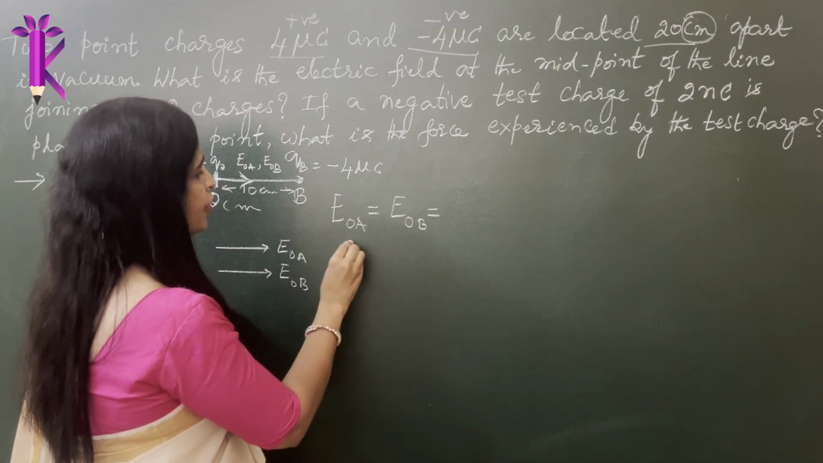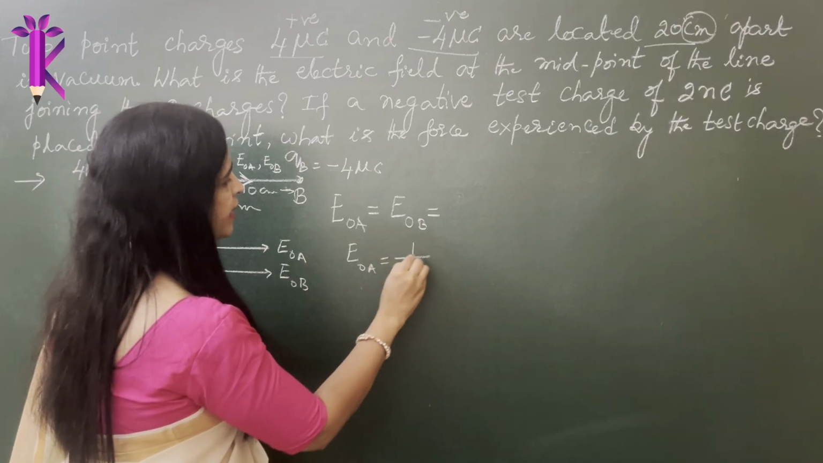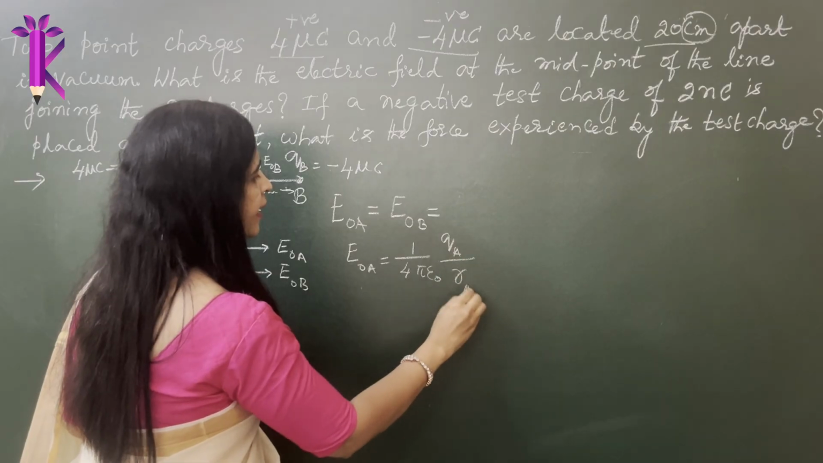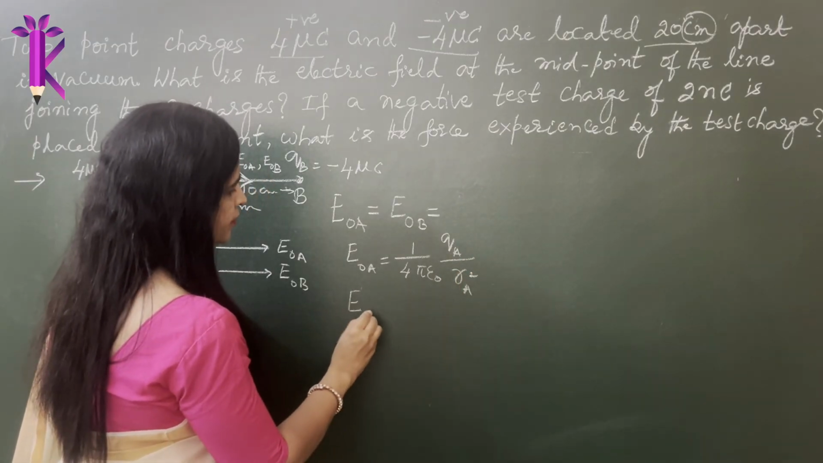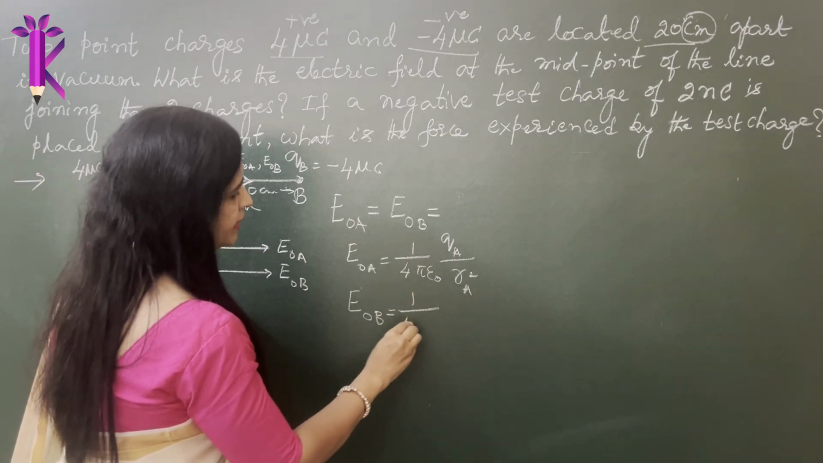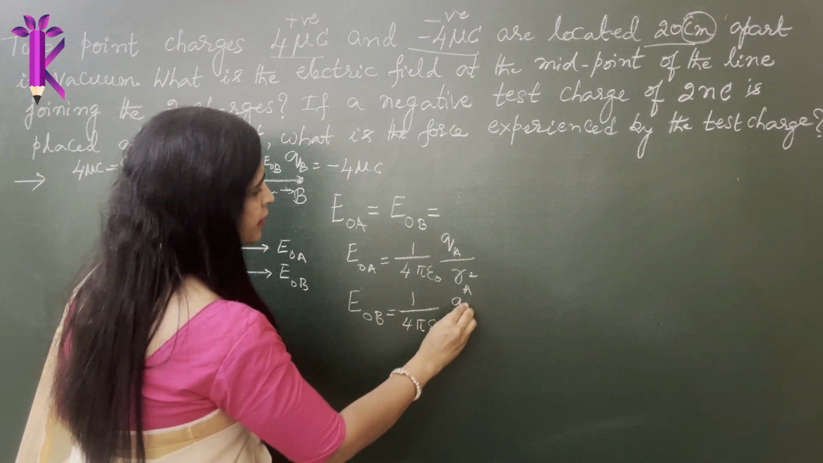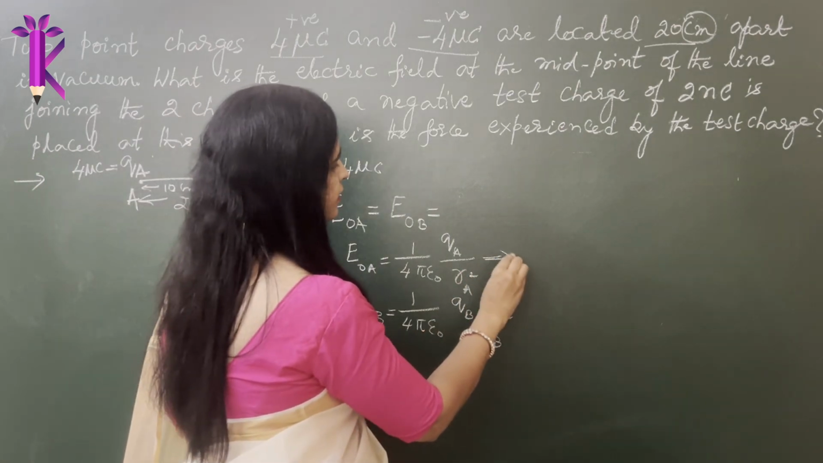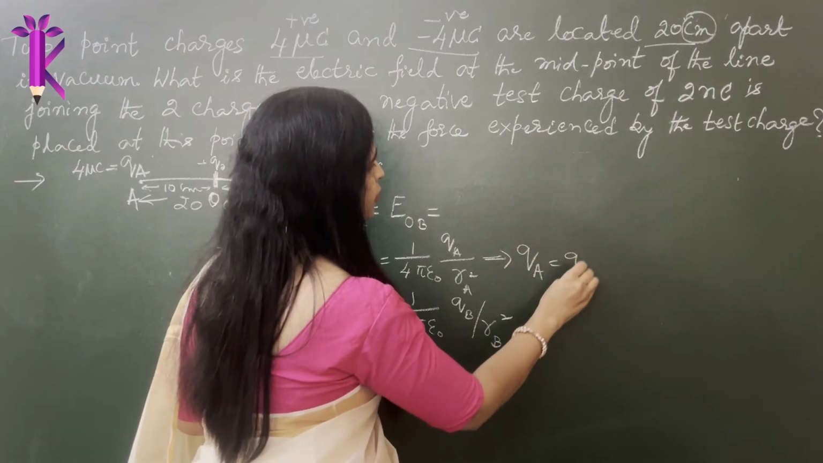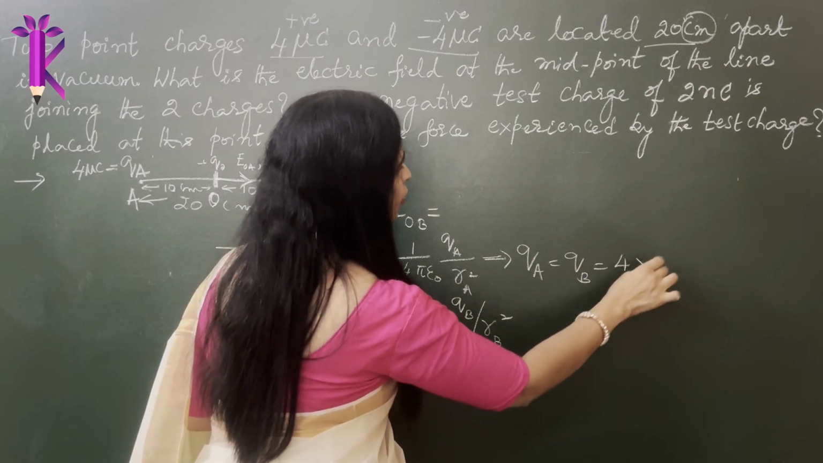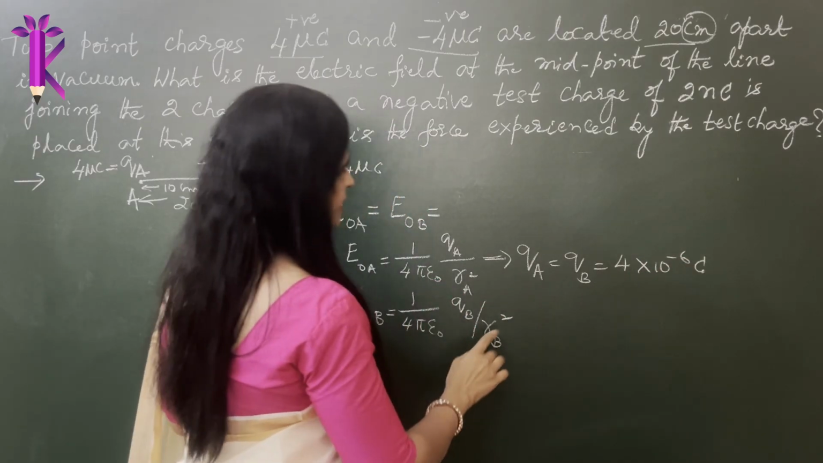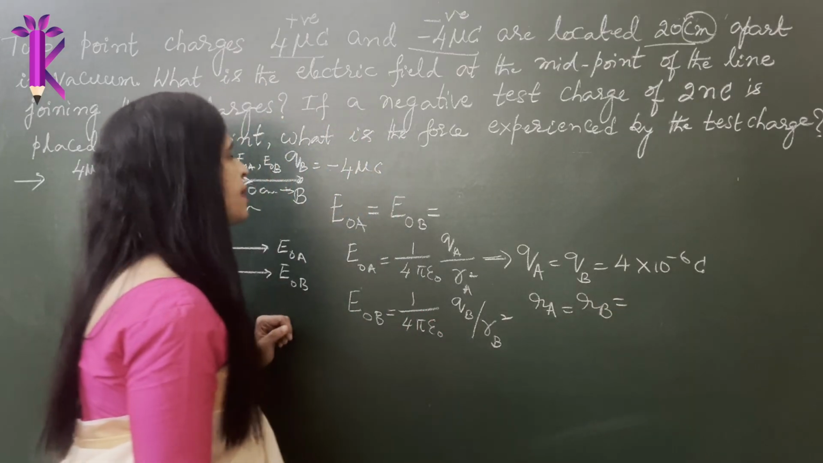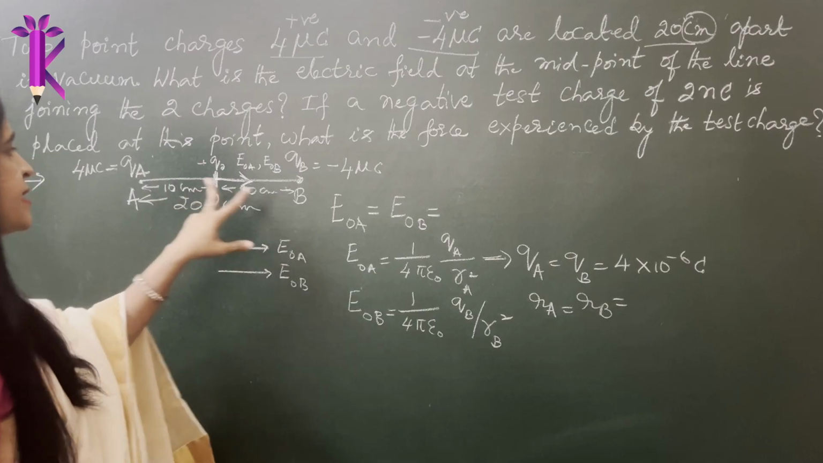in general, how do you write the electric field at O due to A? It is written as 1 by 4 pi epsilon naught QA divided by RA square, right? Also, the electric field at O due to B can be written as 1 by 4 pi epsilon naught QB divided by RB whole square. Now, here QA is equal to QB, both equal to 4 into 10 to the power of minus 6 coulomb. Similarly, RA is equal to RB, the distance of separation at the midpoint being 10 centimeter each.